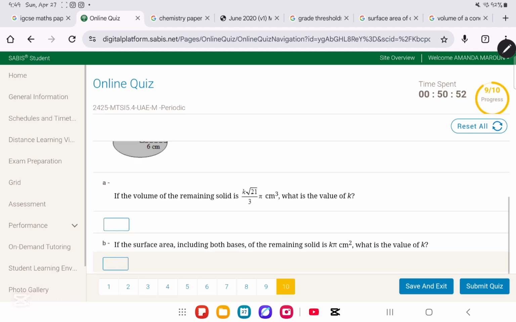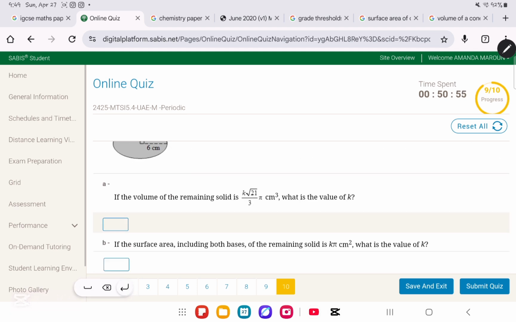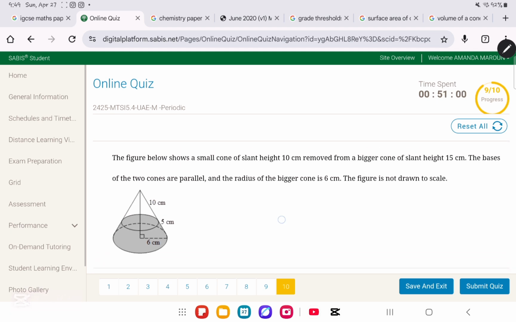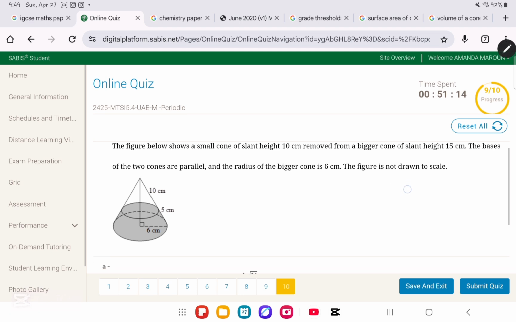Part A is way easier than part B. So they said, if the volume of the remaining solid is whatever, what is the value of K? So how do you find the volume of the remaining solid, knowing that the figure below shows a small cone of slant height 10 centimeters removed from a bigger cone of slant height 15 centimeters. The bases of the two cones are parallel and the radius of the bigger cone is 6 centimeters. The figure is not drawn to scale.